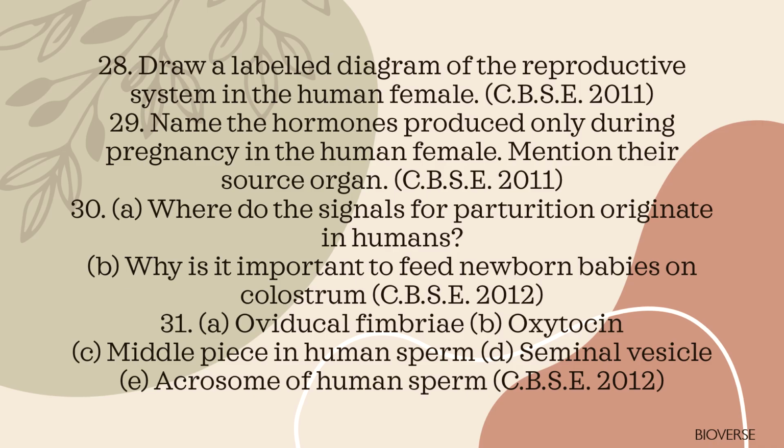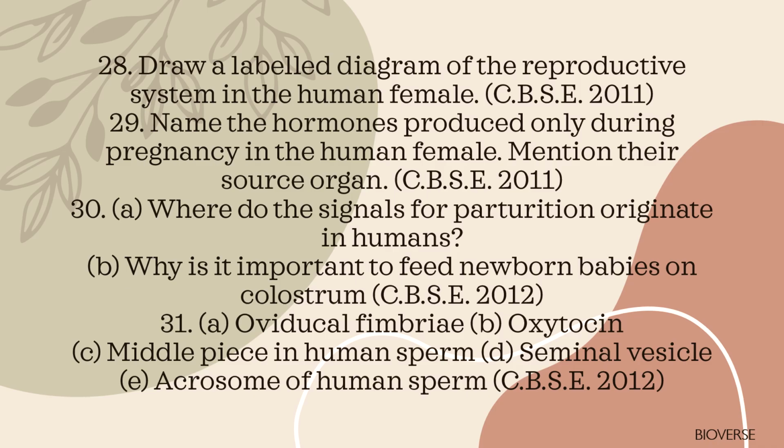Middle piece in human sperm. D. Seminal vesicle. E. Acrosome of human sperm. Answer. A. Oviductal fimbriae collect the ovum from the ovary and guide it into the fallopian tube.